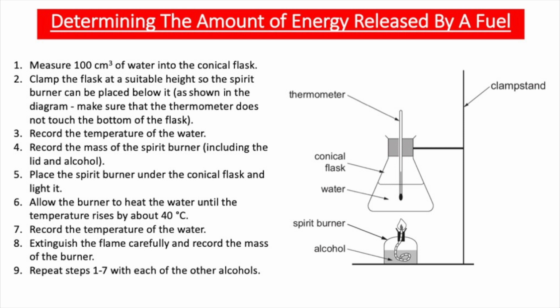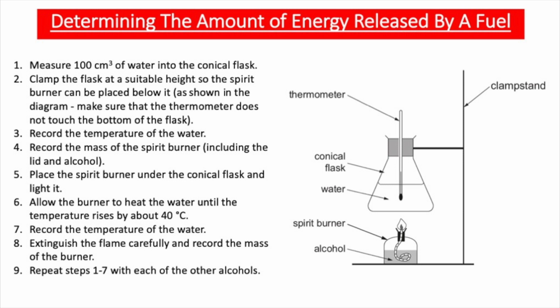Now, the usual method is to allow the spirit burner to heat up the water until the temperature rises by about 40 degrees C. So once the temperature has risen by about 40 degrees C, you record this temperature, you extinguish the flame carefully, and then you record the mass of the burner again, because remember, fuel has been burnt, so the mass of the burner is going to be a lot lighter now.